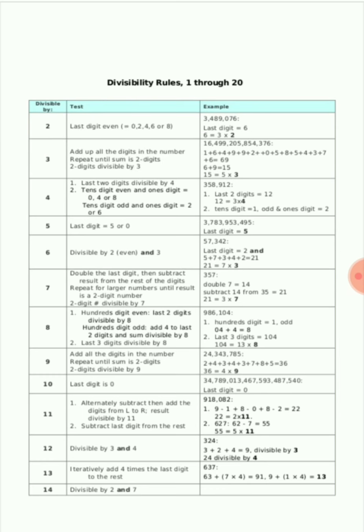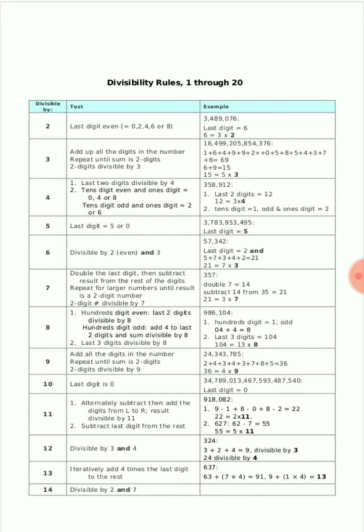Next, we check the divisibility rule for 9. 9 is equal to 3 square. So we just check the sum of the digits of the given number. If this is divisible by 9, then the whole number is divisible by 9. Let's take an example.